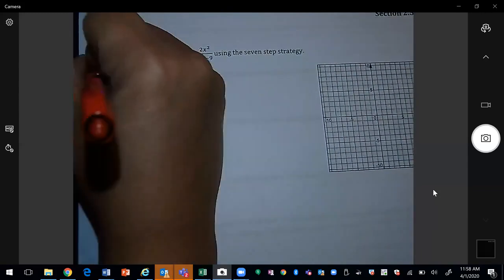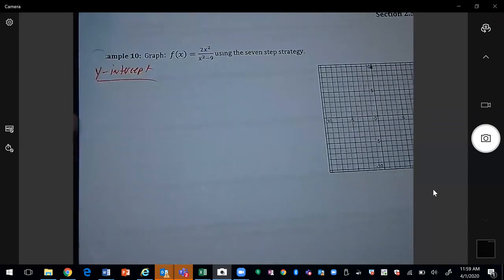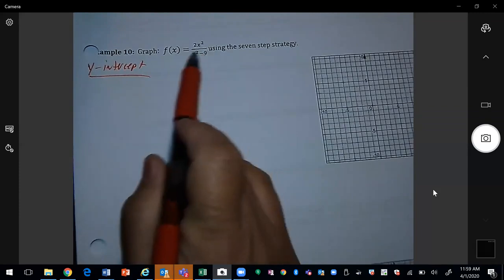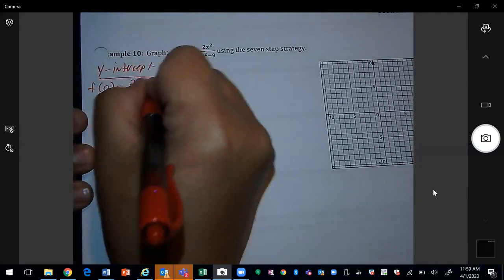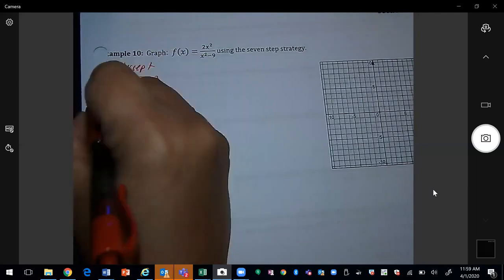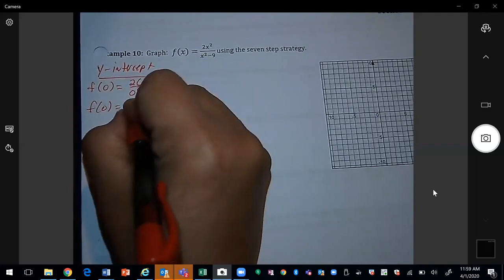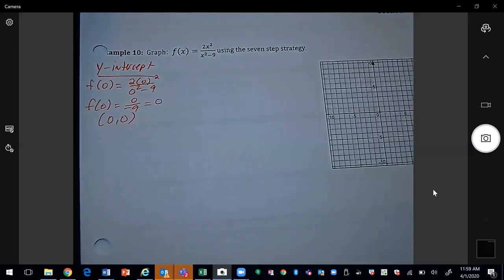Okay, so first, let's find the y-intercept. To find the y-intercept, we let x equal 0. I'm just going to refer to the function here and not write it every time, that way it saves space. So f of 0 is equal to 2 times 0 squared divided by 0 squared minus 9. So 2 times 0 squared is 0, and we end up with 0. So our y-intercept is 0, 0.